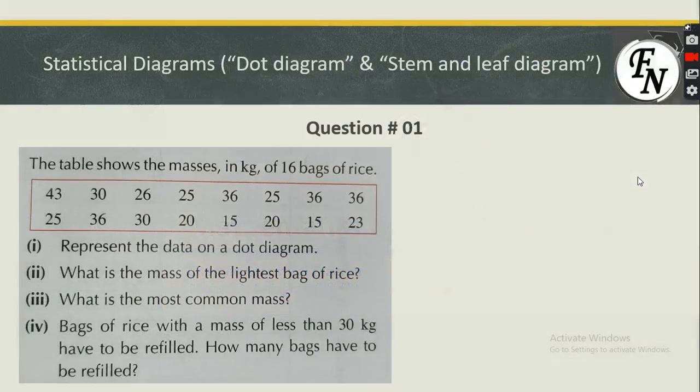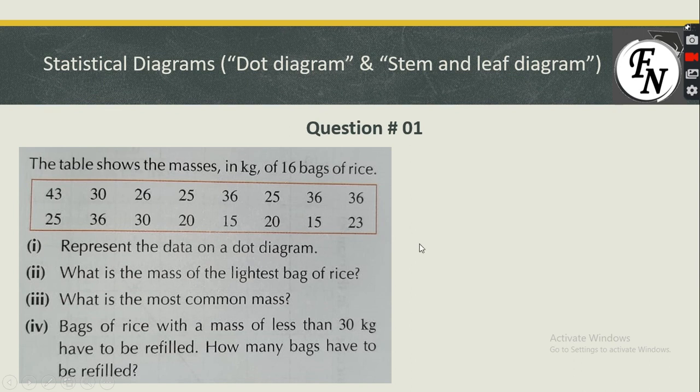So let's begin. Here's question number one: the diagram shows the masses in kg of 16 bags of rice. So there are 16 bags of rice and these are in kgs, that is 43 kgs, 30 kgs, 26 kgs and so on. So there are 16 bags and we need to represent our data on a dot diagram.